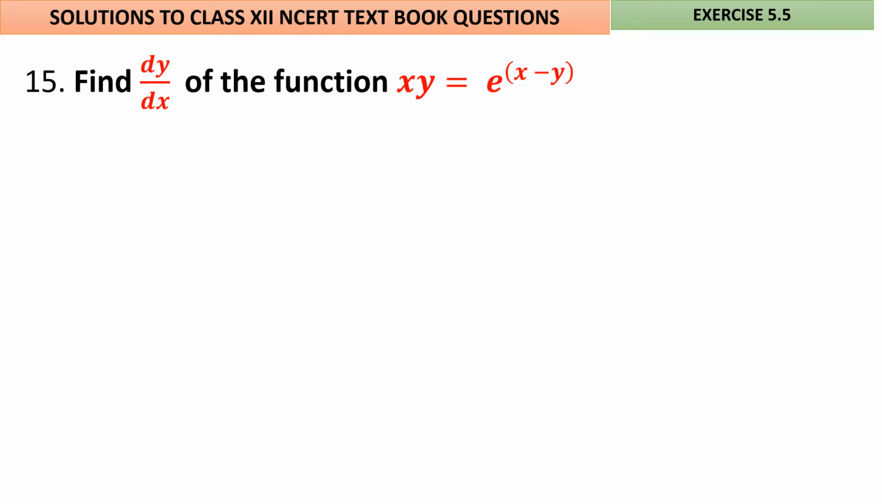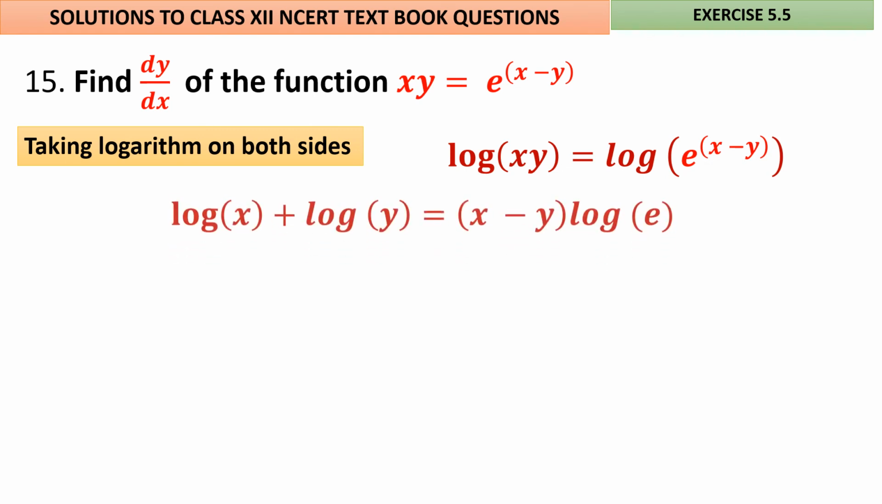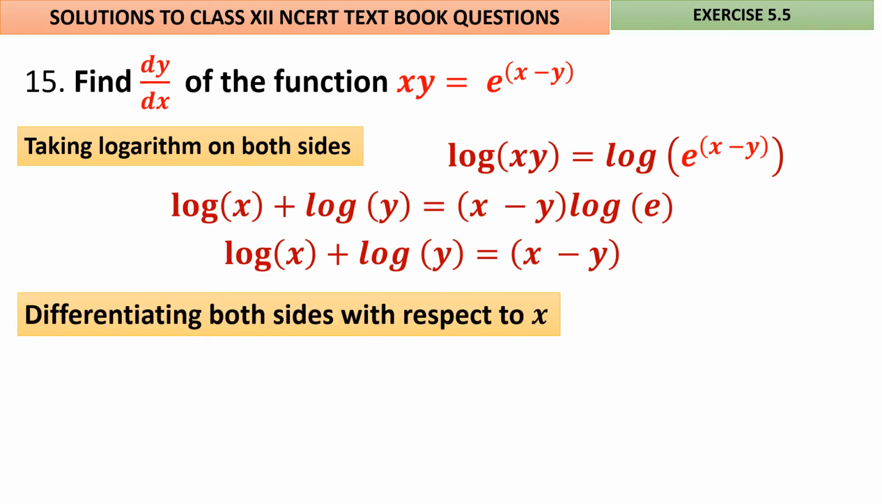Let us move on to question number 15. Find dy by dx if xy is equal to e power x minus y. Directly we can go for taking log. Log of the left hand side is equal to log of the right hand side. Log xy can be written as log x plus log y. There x minus y is the power, therefore x minus y into log e. Log e is 1, therefore log x plus log y is equal to x minus y. It is ready for differentiation.